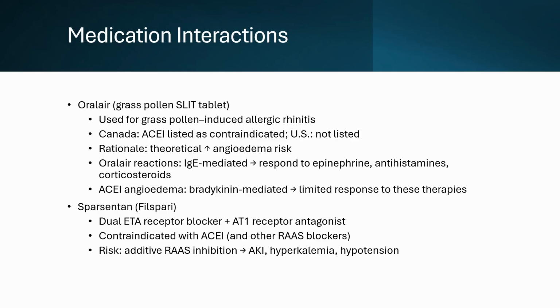Oralair is an oral grass allergy immunotherapy tablet composed of 5 mixed pollen allergen extracts. It's used to treat grass pollen-induced allergic rhinitis. In the Canadian product monograph, the use of ACE inhibitors is contraindicated. However, in the US labeling, this contraindication isn't listed. The contraindication is based off of a theoretical increased risk for the development of angioedema. Although both of these medications can cause angioedema, the mechanism by which it occurs is different.